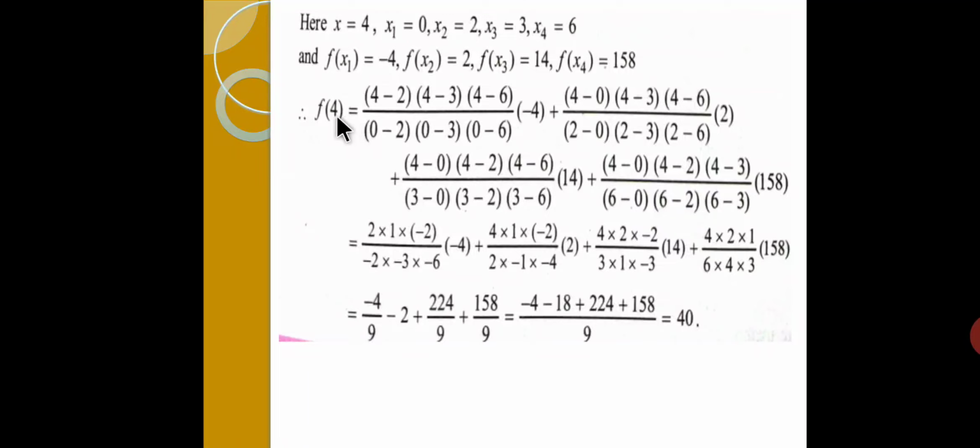So at x is equal to 4, y is equal to (4 minus 2)(4 minus 3)(4 minus 6) by (0 minus 2)(0 minus 3)(0 minus 6) into minus 4, plus the other terms, substituting all values. We simplify this and we get the value 40. So at x is equal to 4, the corresponding value of y is 40.